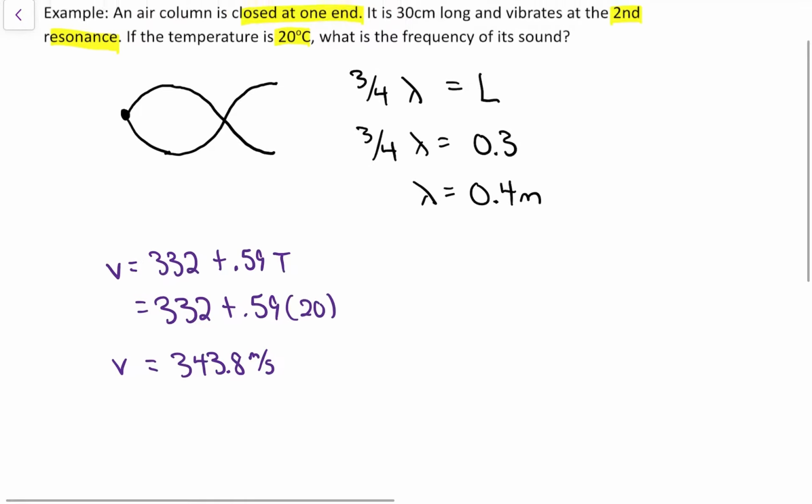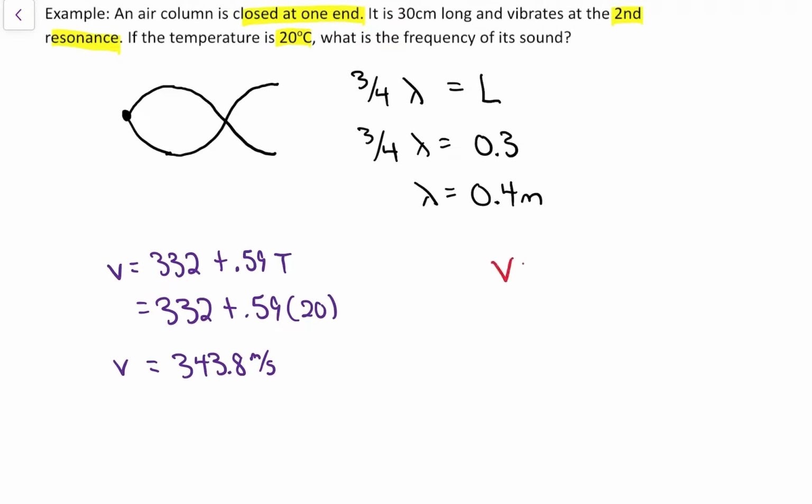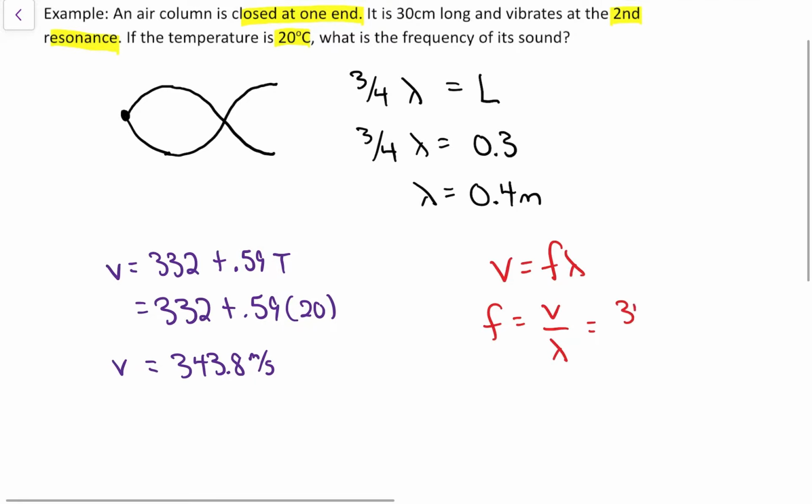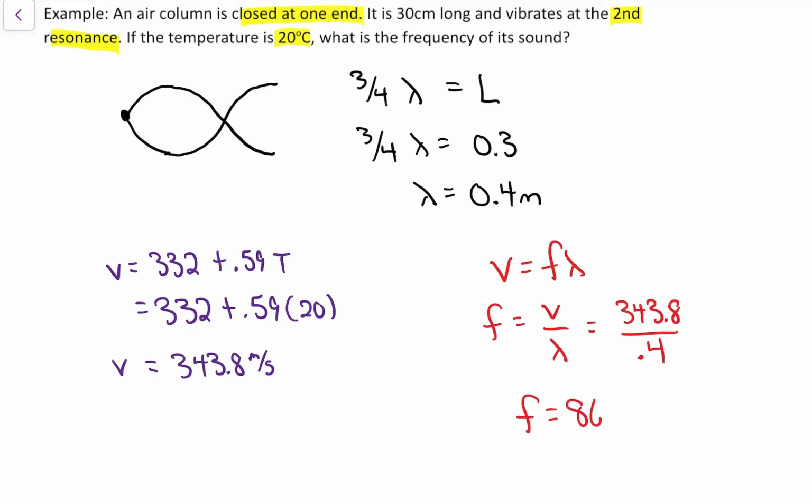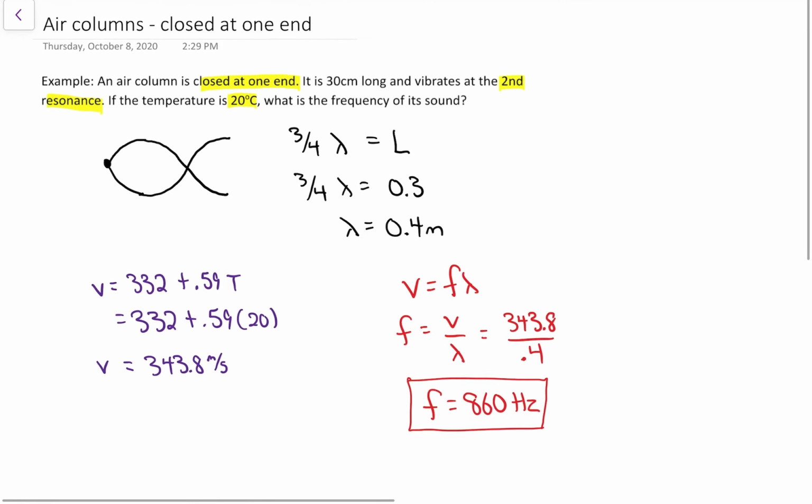To finish it off, the wave equation connects those two. V is equal to F times lambda. Frequency is going to be V over lambda, in this case the 343.8 number divided by 0.4. We end up with the meters canceling. We're getting a number in per second. A per second is the same as a hertz. I've rounded it off a little bit, but I'm getting 860 hertz. That's what sound you would hear from the second resonance, closed at one end, in 20 degrees Celsius air.